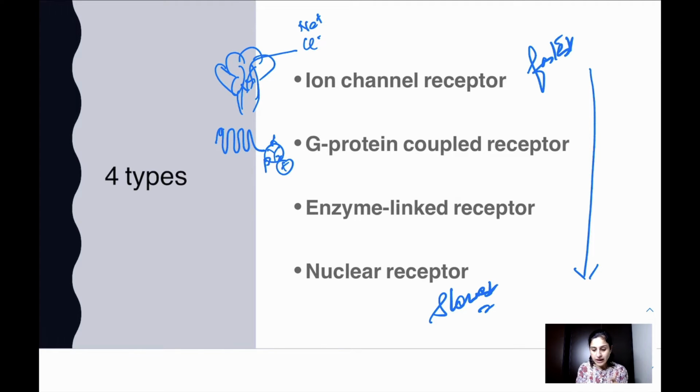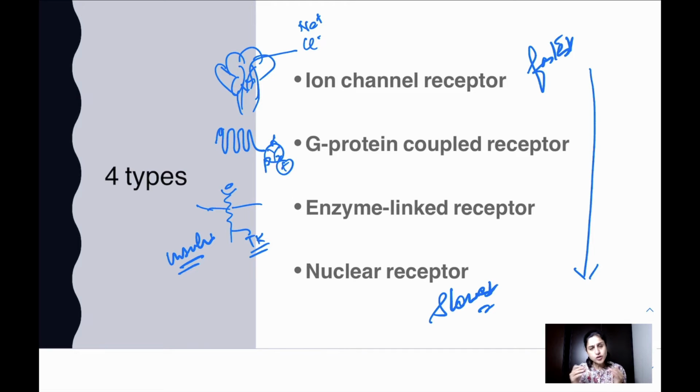Third one is your enzyme linked receptor. So this is, let's say, the receptor and it is outside the cell membrane. When an agonist binds here, there is an enzyme here, tyrosine kinase for example in the insulin receptor. So the agonist binds to this receptor and this enzyme gets activated and produces the response. This is called an enzyme linked receptor. The enzyme is linked to the receptor.